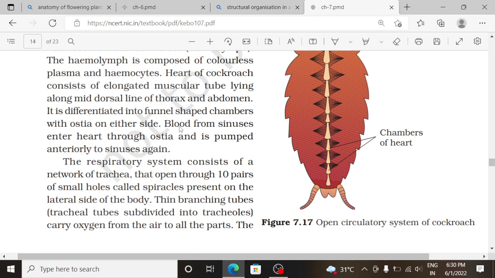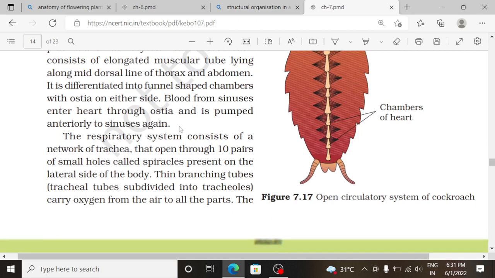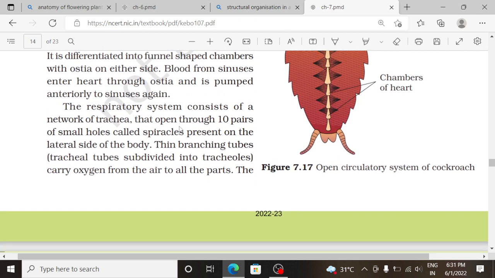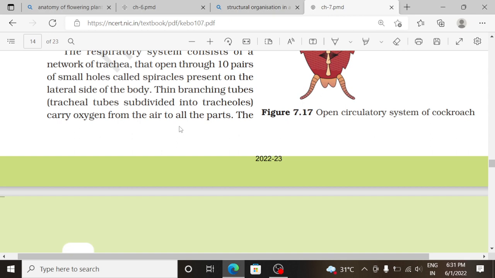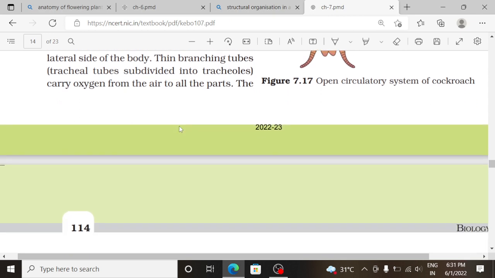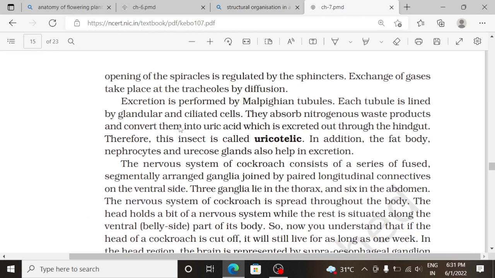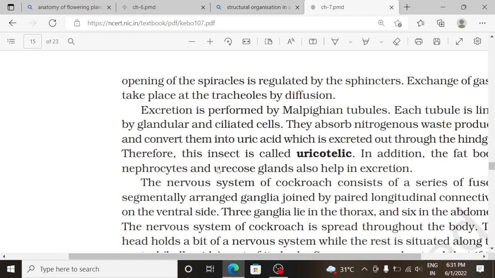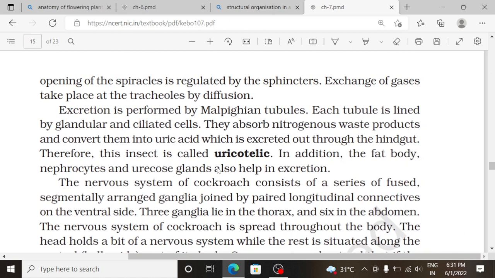The respiratory system consists of a network of trachea that open through 10 pairs of small holes called spiracles present on lateral side of the body. Thin branching tubes, that is tracheal tubes subdivided into tracheoles, carry oxygen from the air to all parts. The opening of spiracles is regulated by sphincters. Exchange of gases take place at tracheoles by diffusion.